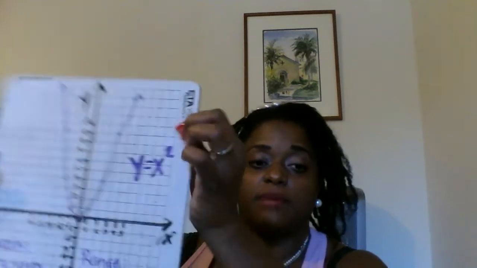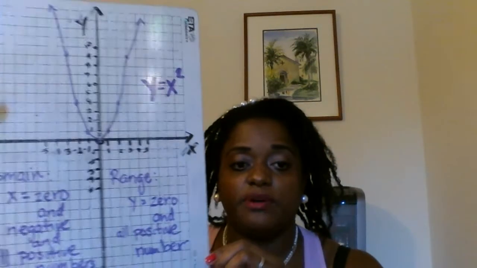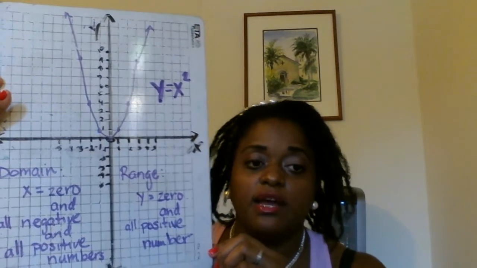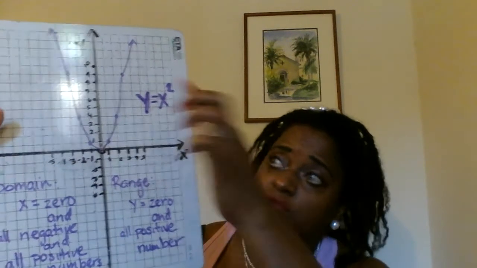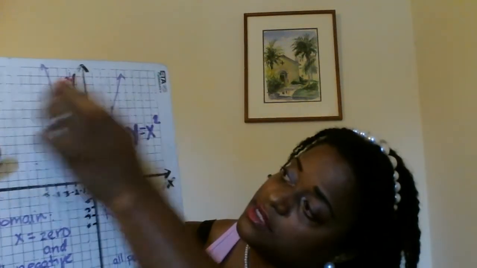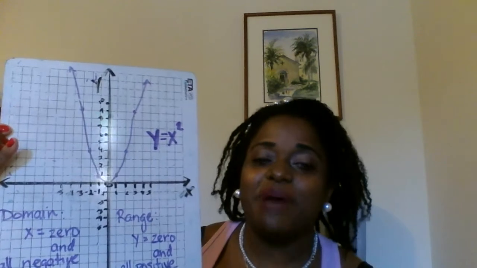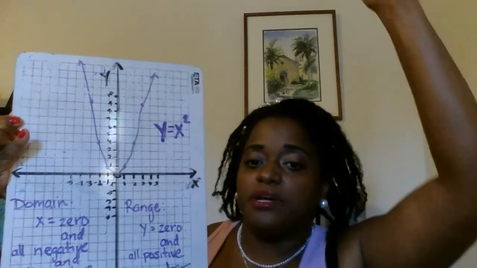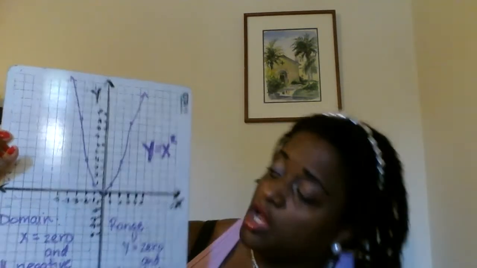Now let's compare that. That was a line graph or a linear graph. Let's compare that to a quadratic graph or a parabola. So here we have a parabola for y equals x squared, right? And look at this. It has the arrows at the top, yeah, but it just goes up. It does not go down at all.